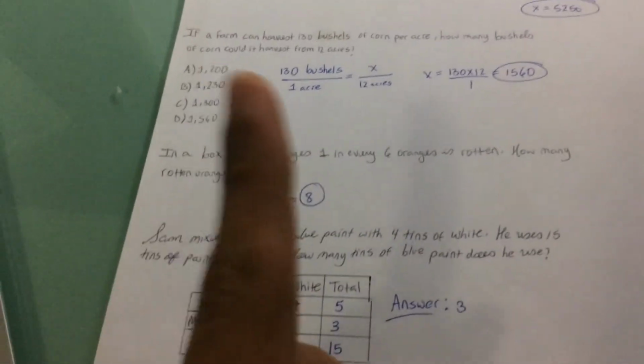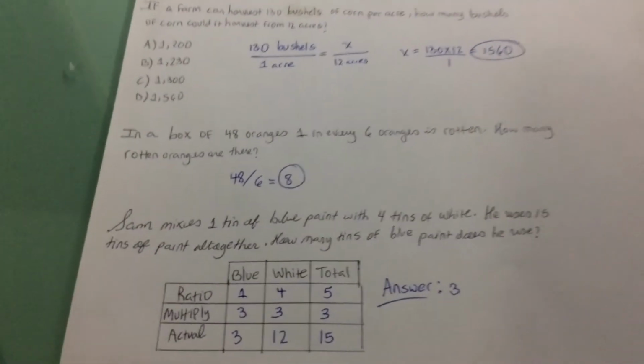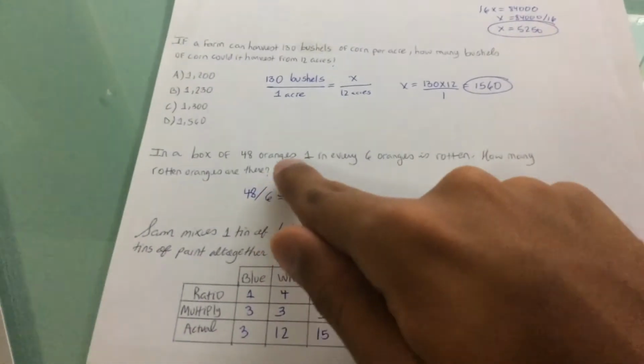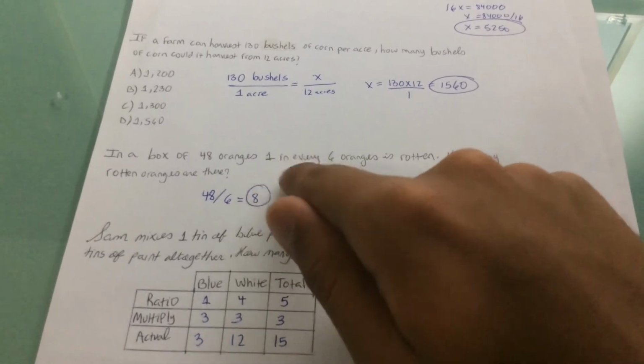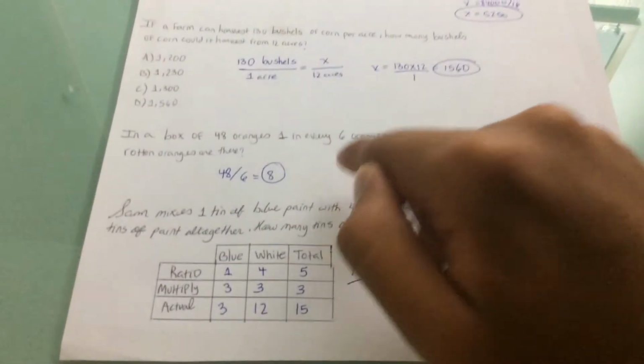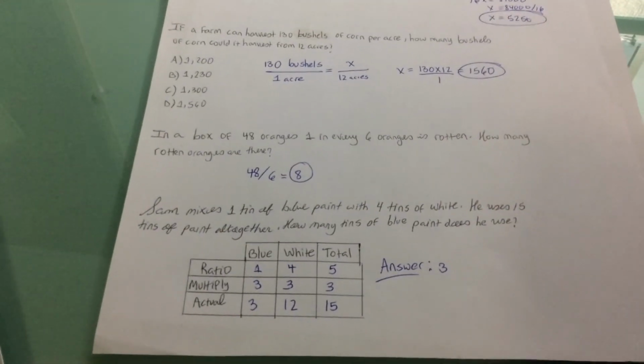Okay, guys, because it's only 1 in every 6, it must be 48 over 6, and the answer is very simple. It is 8. Now, if there are in a box of 48 oranges, 2 in every 6, therefore it should be 16. Okay, guys, it is going to be the double of the oranges.